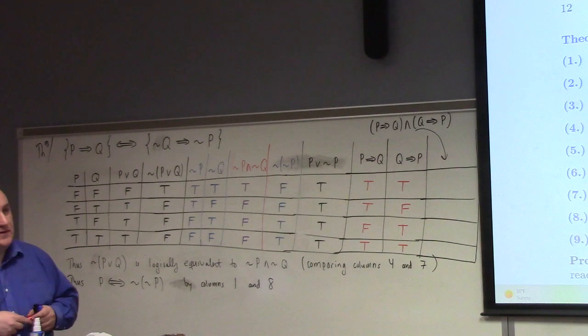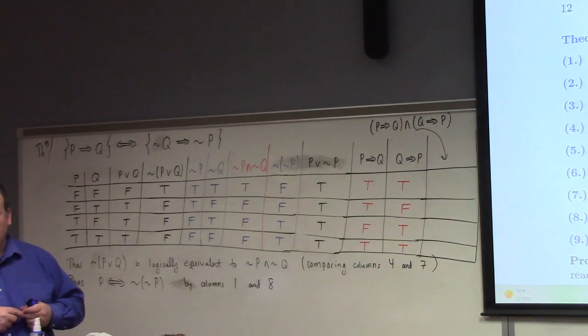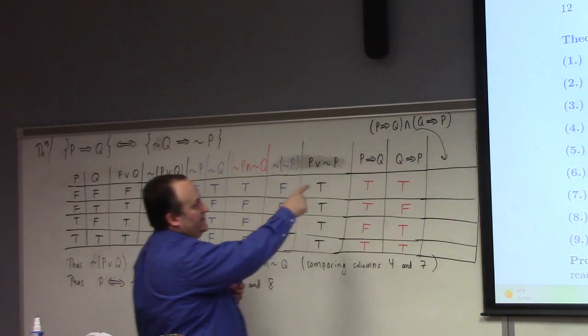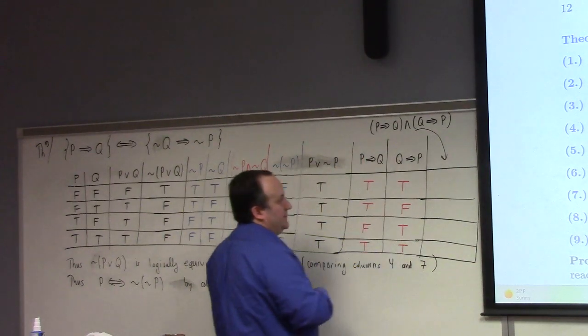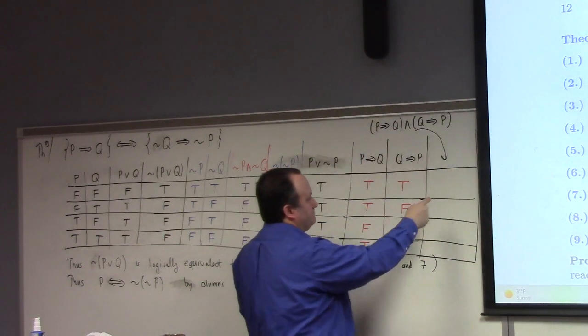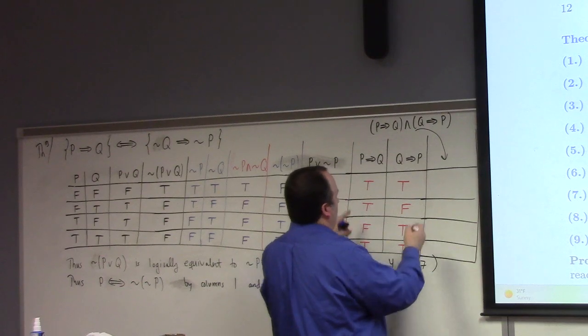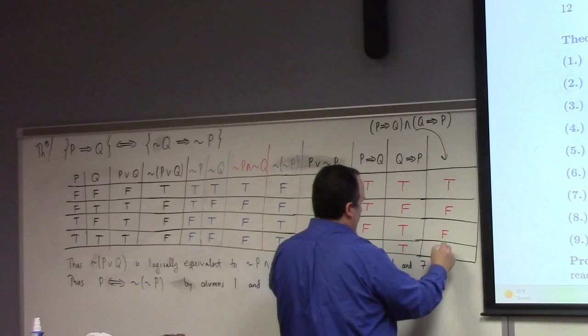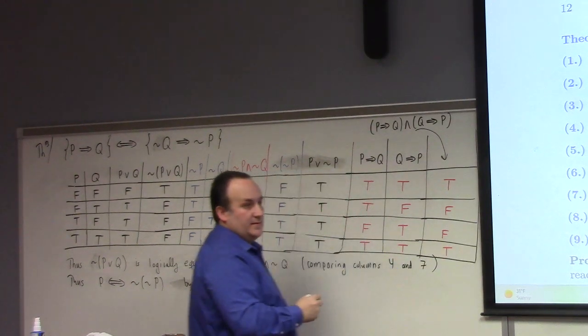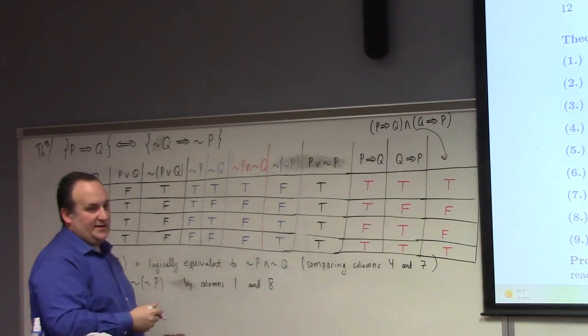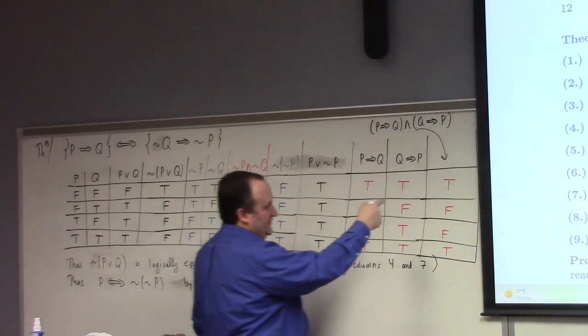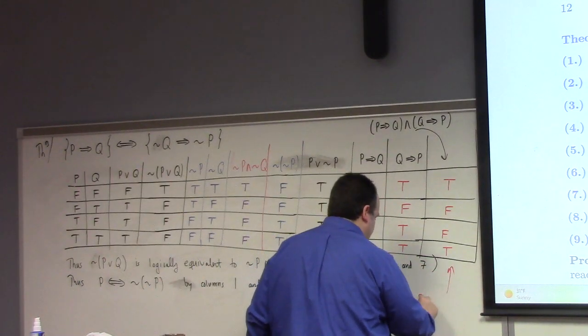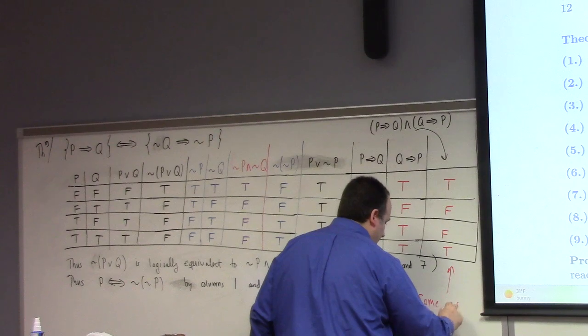How about the conjunction of these two statements? P implies Q and Q implies P. What do we get there? True, false, false, true, right? Now, if I had more space to write, can you recognize what this is? Same as what? Biconditional. Yeah.